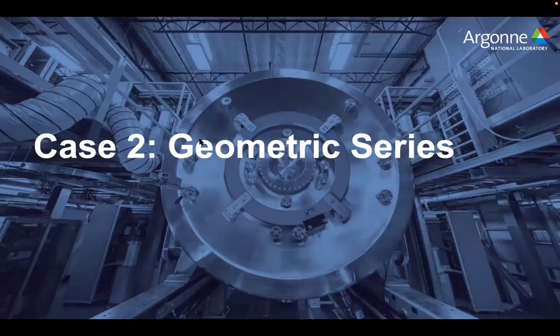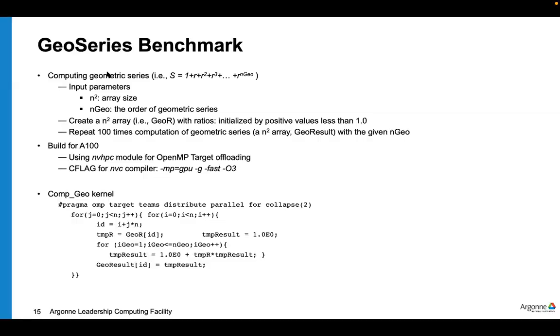This is another simple benchmark for geometric series computation. The geometric series is basically this computation, right? S is equal to 1 plus r plus r squared plus r cubed, up to r to the NGO. As input parameters, we have an n squared array, and NGO is given as an input, which is the order of the geometric series. The benchmark creates the n squared array with a ratio and initializes it with positive numbers. This is the initialization process. After that, we repeat 100 times to compute the geometric series with the given NGO.